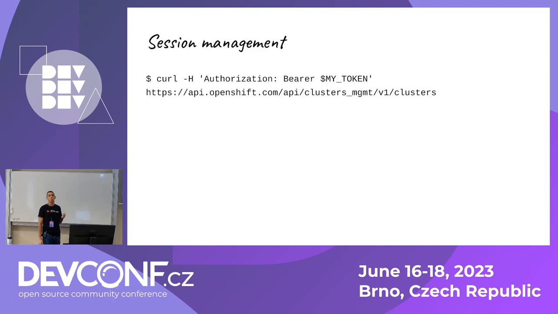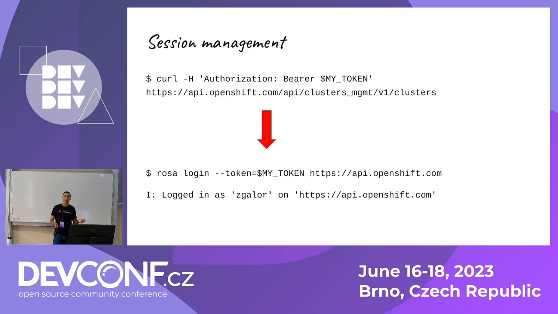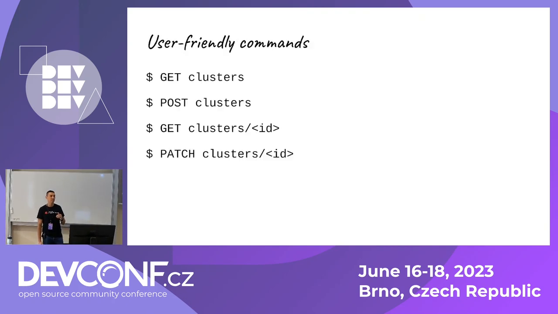Another example. Whenever you want to use the service, on every API call you need to provide an authorization header with your token. You need to provide the full service URL, whereas if you work with a CLI tool that sits on your machine, you can hold your credentials or refresh your token locally, and with one login command that also supplies the URL, that's it, you're logged in, you don't need to deal with that anymore for the entire session.